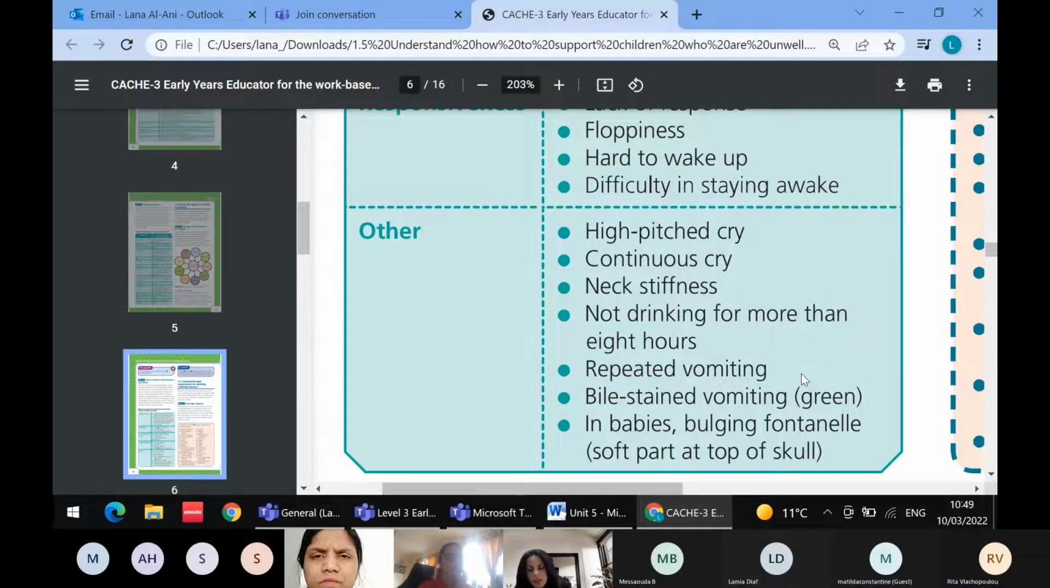Or as your colleague said, repeated vomiting. That's not good either. Yeah. Or the vomit is green. Suddenly changes color.